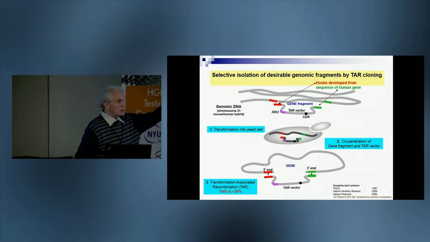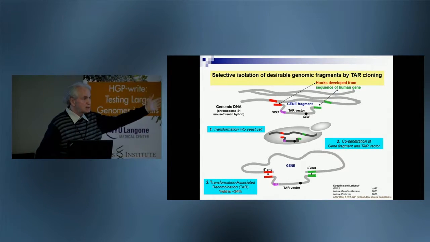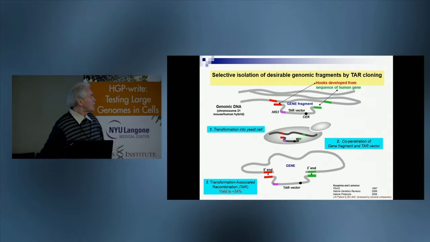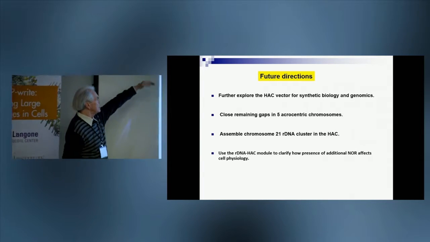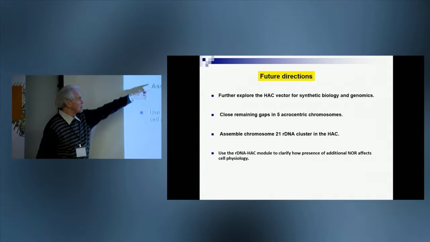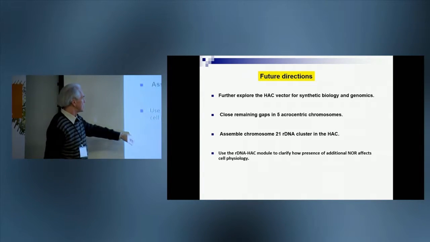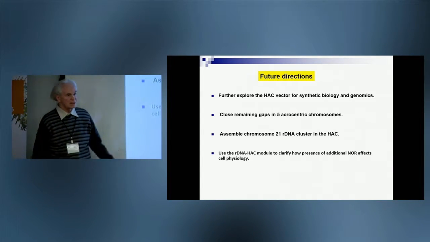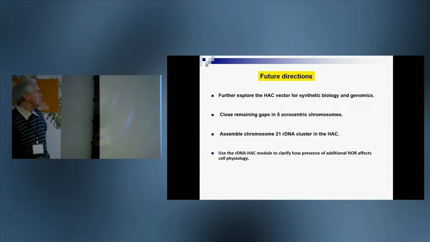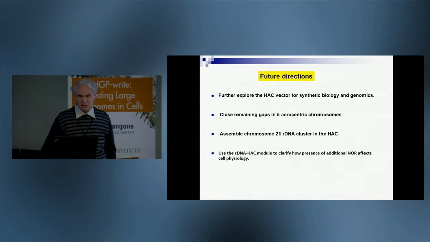And so cloning is the TAR cloning procedure developed in our lab two decades ago. Future directions: close the remaining gaps, assemble the chromosome 21 cluster in the HAC, and use the rDNA HAC model to clarify how the additional nuclear organization region affects cell physiology.